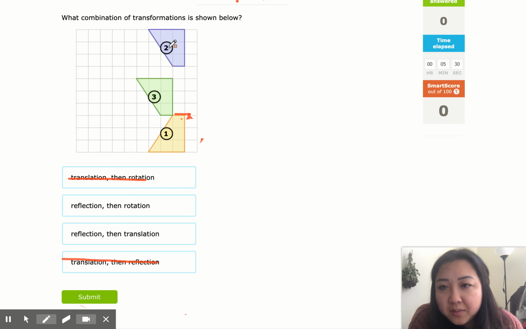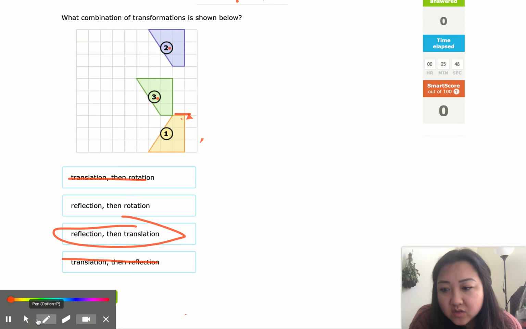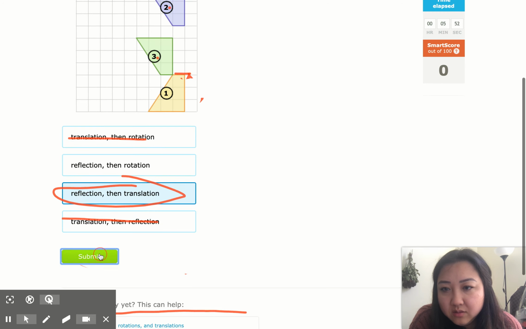And then from 2 to 3, what did we do? Did we rotate it? Or did we translate it? Well, I know that 2 and 3, it's still in that same position, right? So then it's just slid down. We know it has to be translation right here. So that would be the answer.